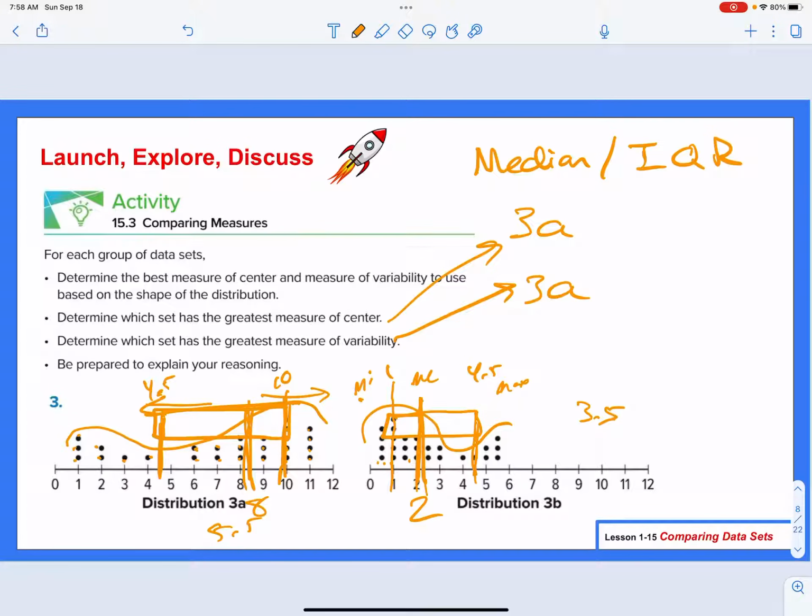You're again looking at where the spread is greater. Well, just look at this. From 0 to 11, pretty big spread compared to 0.5 to 5.5. So even that part there is showing you that 3A has a greater amount of spread.